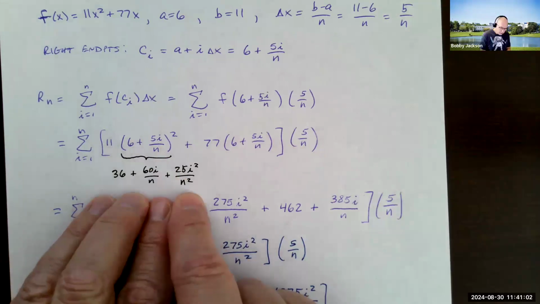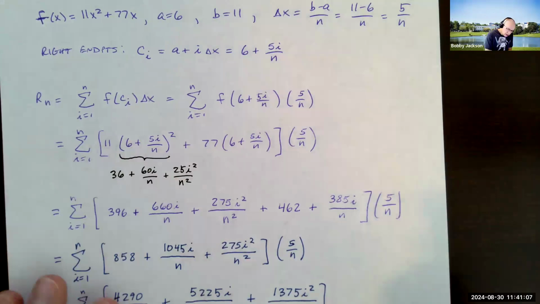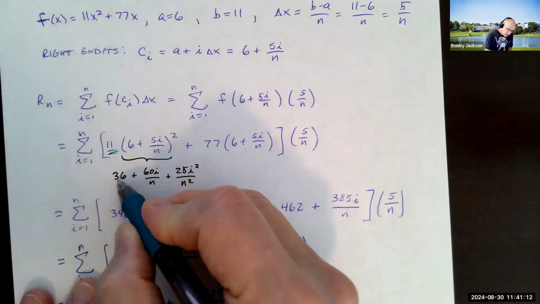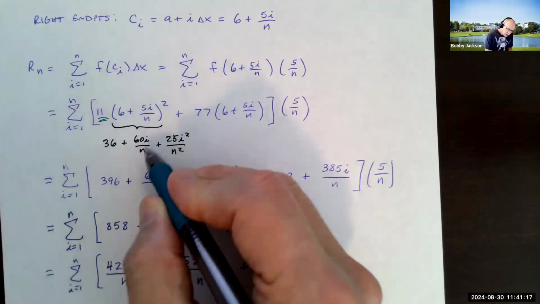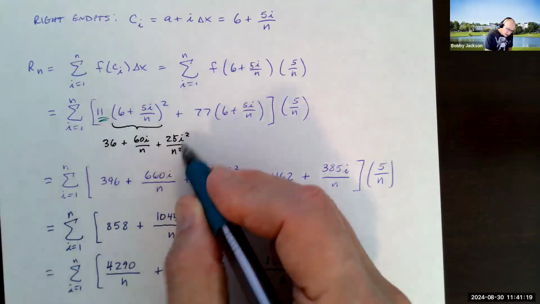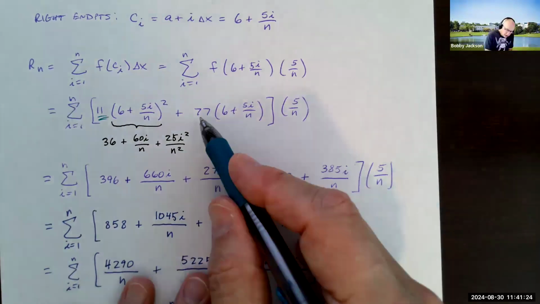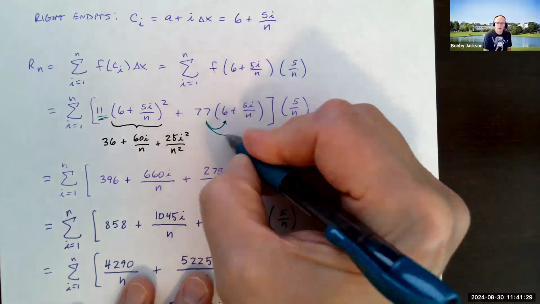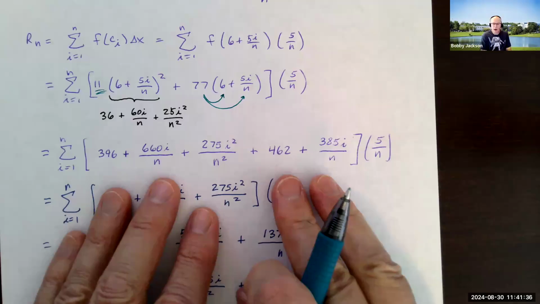Then to clean this up, I'm going to distribute this 11 through each of these. 11 times 36 is 396. 11 times 60i over n is 660i over n. And 11 times 25i squared over n squared is 275i squared over n squared. Then I multiply 77 times 6, using the distributive property, and 77 times 5i over n. Having a calculator may be helpful if you're having trouble multiplying those somewhat big numbers.